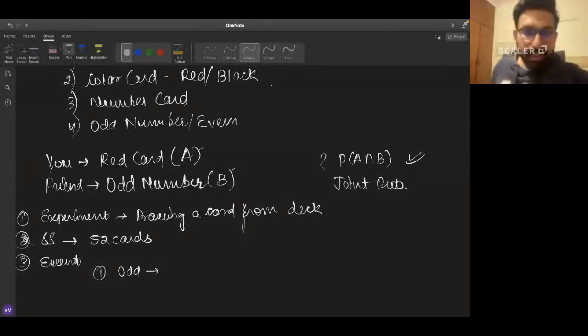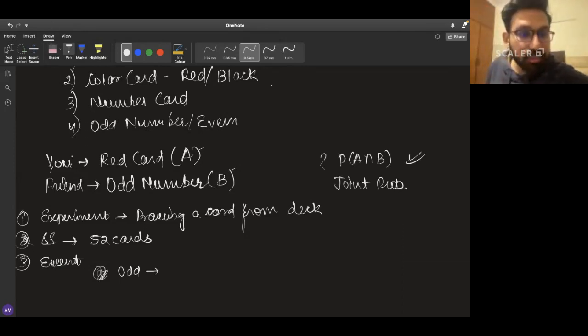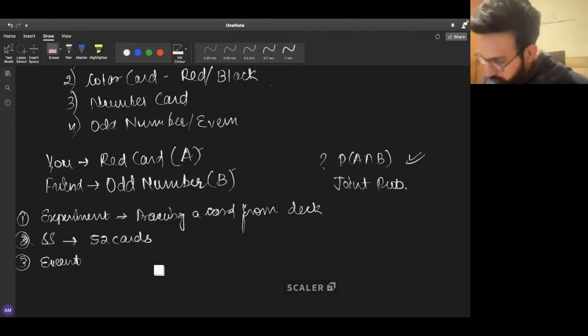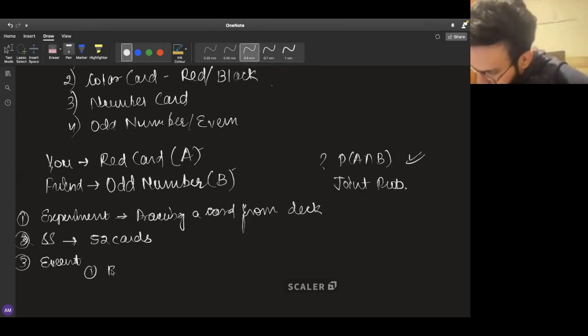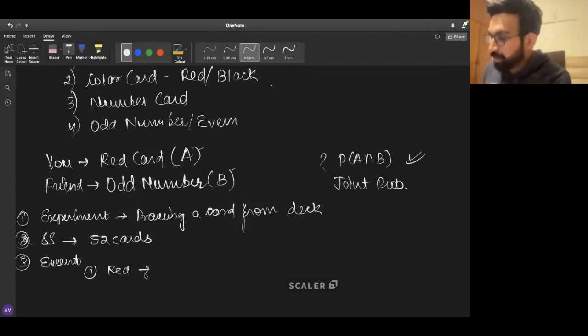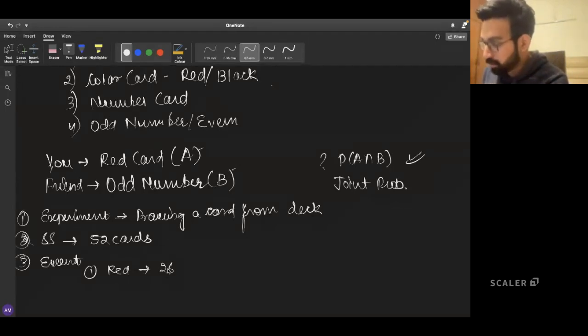Okay, maybe let's talk about the red one first. Let's go in order. So, red one, this is easy. How many red cards are present in a deck? 26. We have 52 cards in a deck, and half of them are red cards and half of them are black cards.